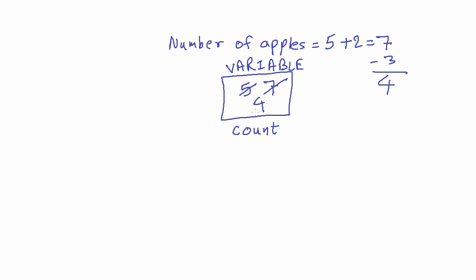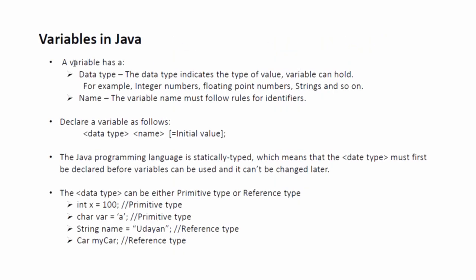Let us go back to the slide to see the technical definition of a variable. So a variable has a data type. The data type indicates the type of value the variable can hold. For example, integer numbers, floating point numbers, string and other things. Name: the variable name must follow the rules of an identifier.